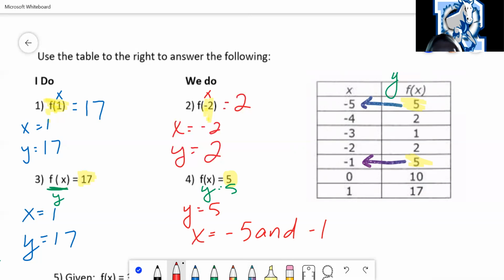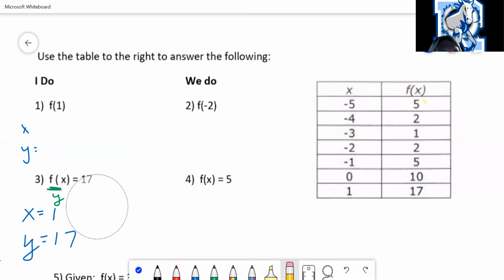Okay, so let's move down and look at another type. Erase this board.